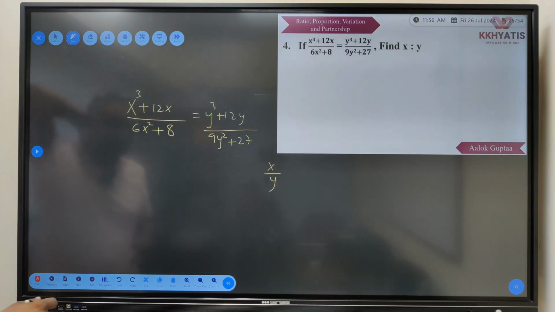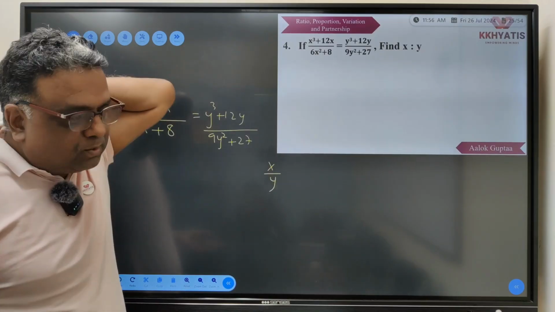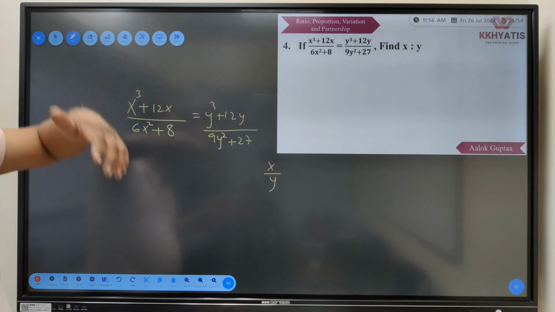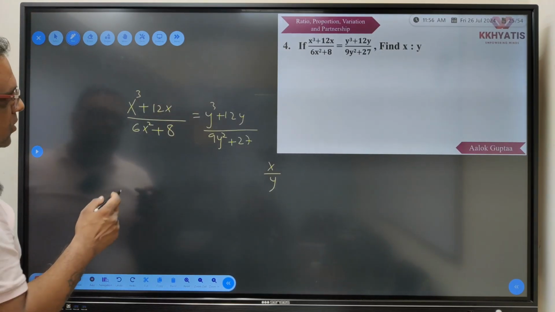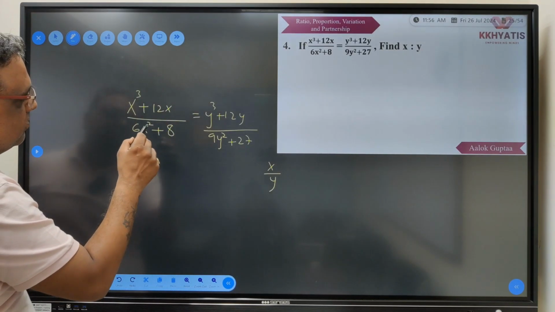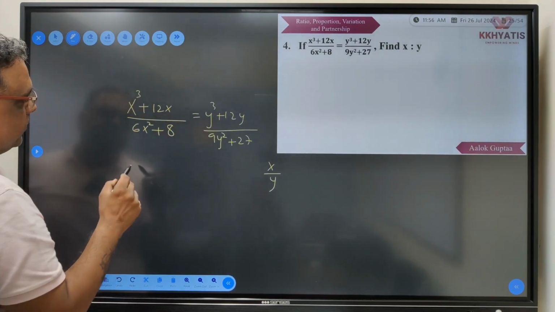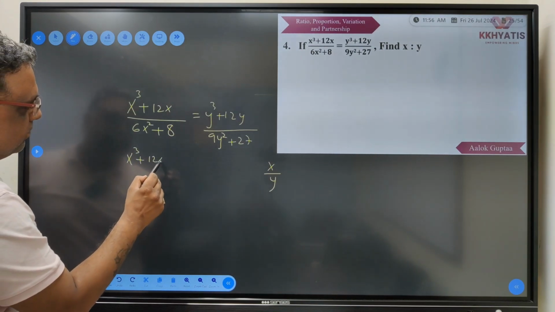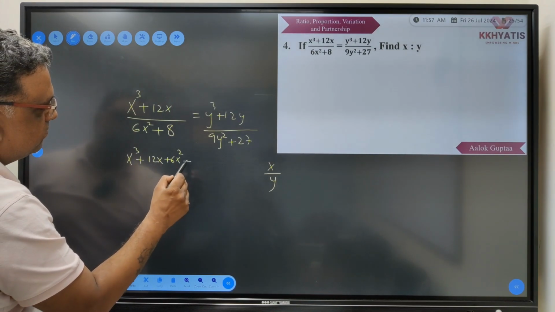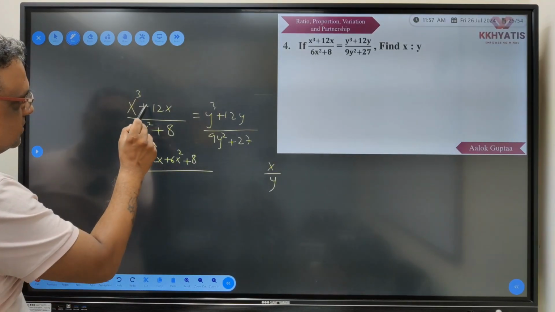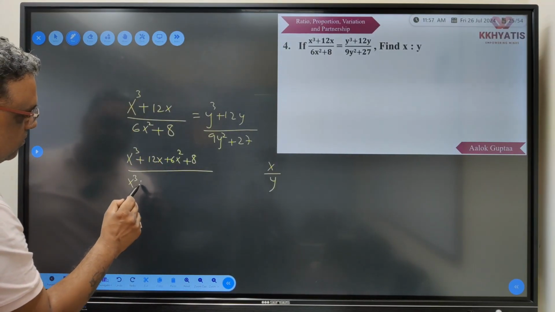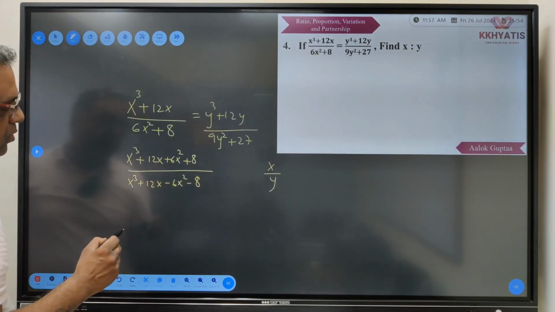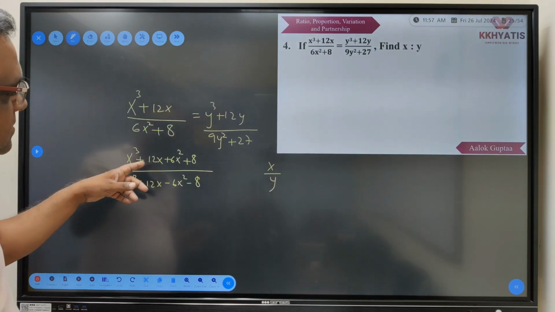So if I look at this, directly componendo dividendo may not come to your mind, but such type of sums we can always do by using componendo dividendo, because I can see there is some relation here. If I apply componendo dividendo here, if I add this up in my mind, I'm seeing it will become x cube plus 12x plus 6x square plus 8, and if I subtract this, x cube plus 12x minus 6x square minus 8. So in my mind it is going, this is x plus 2 ka whole cube.